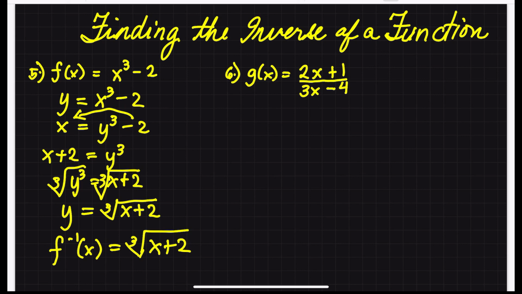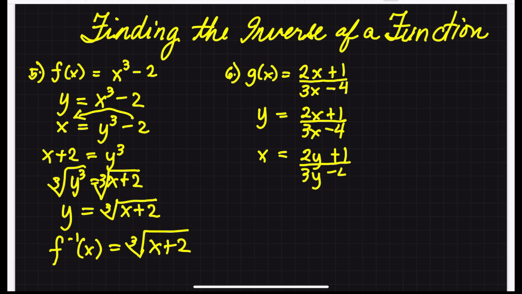Next, number 6. g of x is equal to (2x plus 1) over (3x minus 4). So, yung g of x, gawin nating y muna. y is equal to (2x plus 1) over (3x minus 4). Next, si y gagawing x, tapos si x naman gawing y. So, meron tayong x equals (2y plus 1) over (3y minus 4).